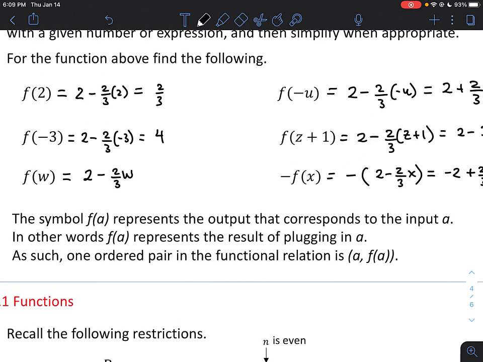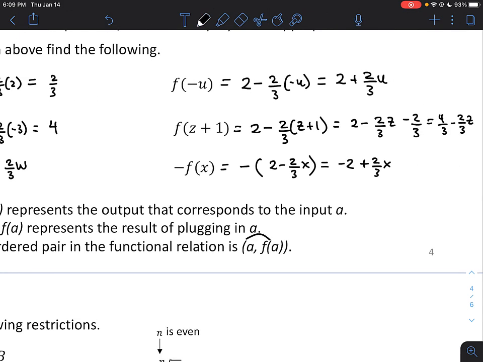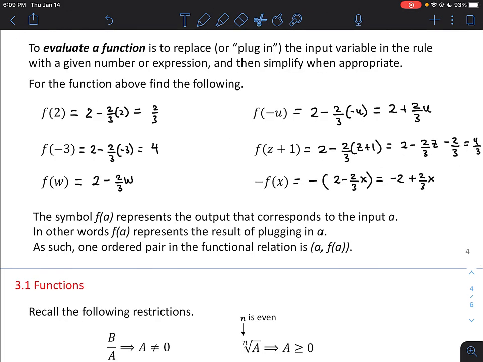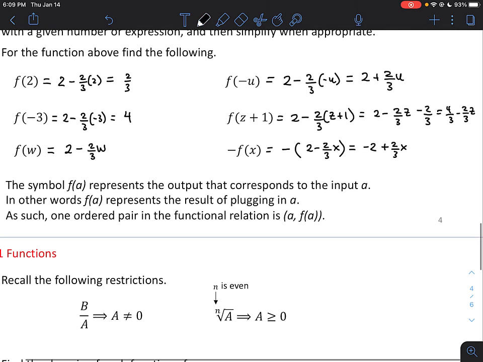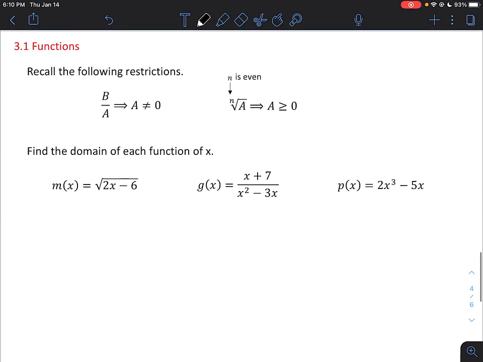Now, it should be pointed out that the symbol f of a, so when you see f of a all by itself, it represents the output that corresponds to the input a. In other words, there's a point at play here, a comma f of a. Another way of phrasing it is that f of a represents the result of plugging in a. So when I plugged in 2, input 2, output f of 2. Of course, f of 2 is 2/3, so I could also just say 2 comma 2/3 is one point in my functional relation here.